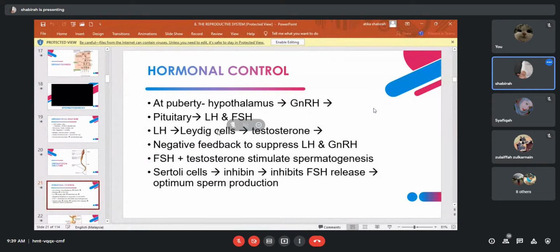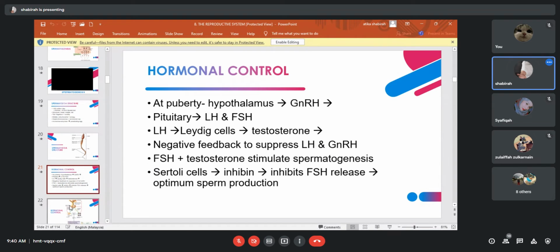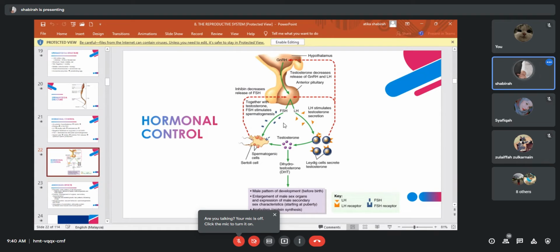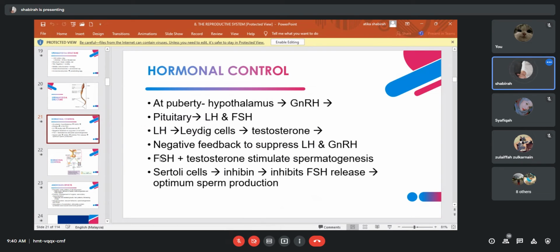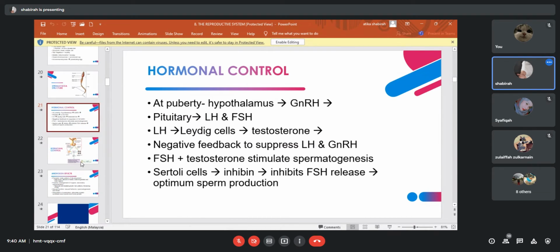So next kita ada hormonal control. Dia 3 hormones are the principal regulators of the male reproductive system. Follicle stimulating hormone FSH, dia stimulate spermatogenesis. And luteinizing hormone LH, dia stimulate the production of testosterone. And testosterone stimulate the development of male secondary sex characteristic and spermatogenesis. For more details boleh rujuk slide 21 dengan 22. Dia ada bagi lagi detail lah. So basically FSH ni follicle stimulating hormone and LH luteinizing hormone.